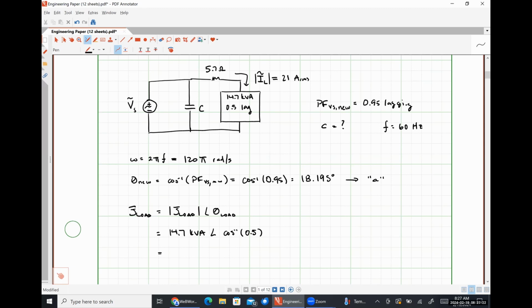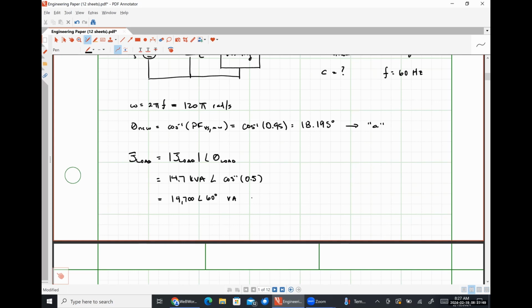And so I can say 14.7 times 10 to the 3, inverse cosine 0.5, looks like 14,700 angle 60 degrees volt amperes in polar form and 7,350 plus j 12,730.573 VA in rectangular form. So what two pieces of information did we just get?